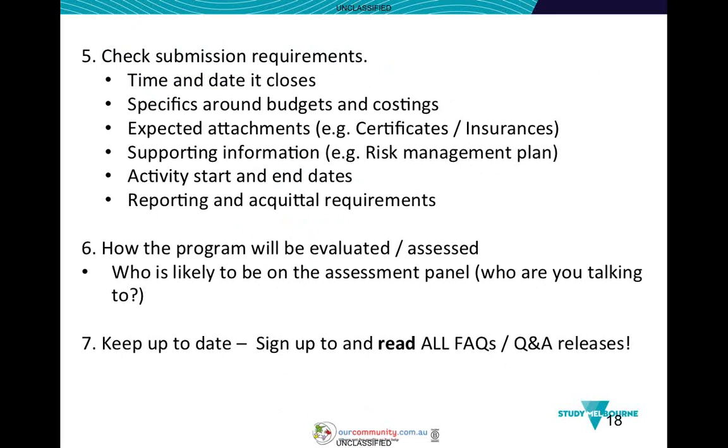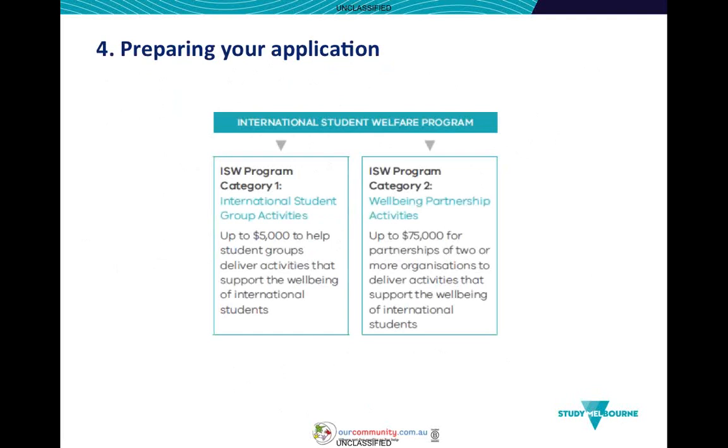So we're now going to be talking specifically about the application for Category 1 and Category 2. And this is just a reminder, Category 1 is up to $5,000 to help student groups deliver activities. Category 2 is wellbeing partnership activities of up to $75,000 for partnerships of 2 or more organisations to deliver the activities. Some of you I know have joined us looking at Category 1, and some of you have joined us looking at Category 2.